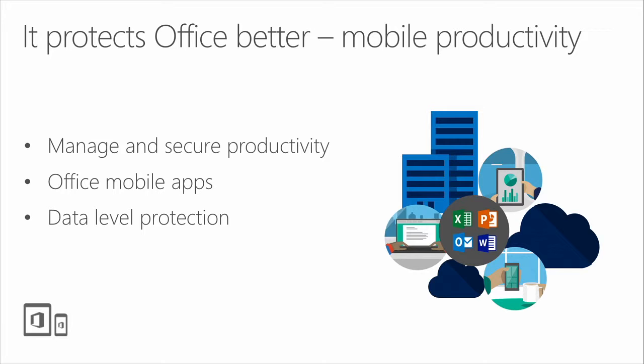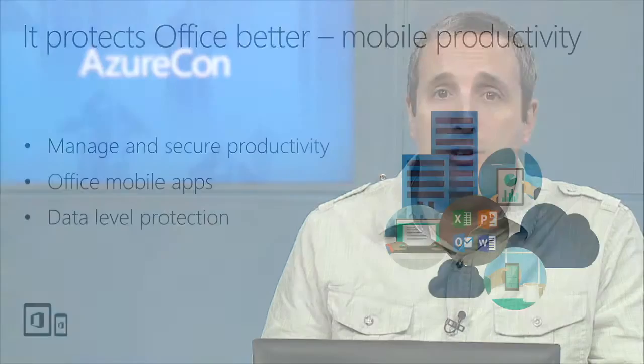It protects Office better. So here we're looking at mobile productivity, and these are first-party Office applications across mobile devices. We manage and secure that productivity by applying policies, supporting things like conditional access, supporting things like configuration and auto-configuration of these applications. And it's the Office mobile apps that have that familiar interface, the way of working that lets users be more productive. And data level protection as well. So support for information protection with Azure Rights Management Services. And this is all integrated in to make the end user more productive.